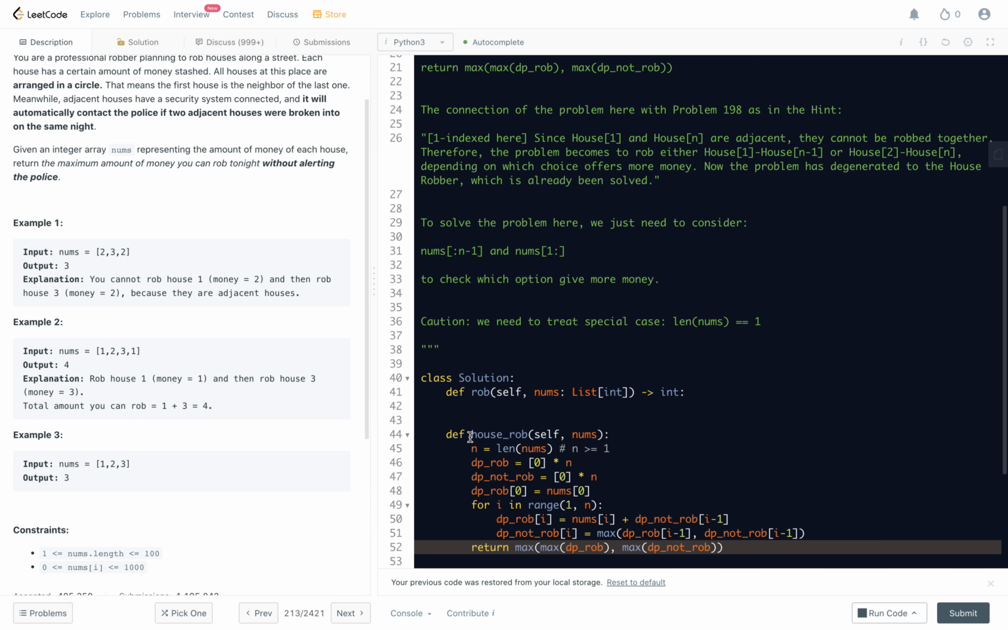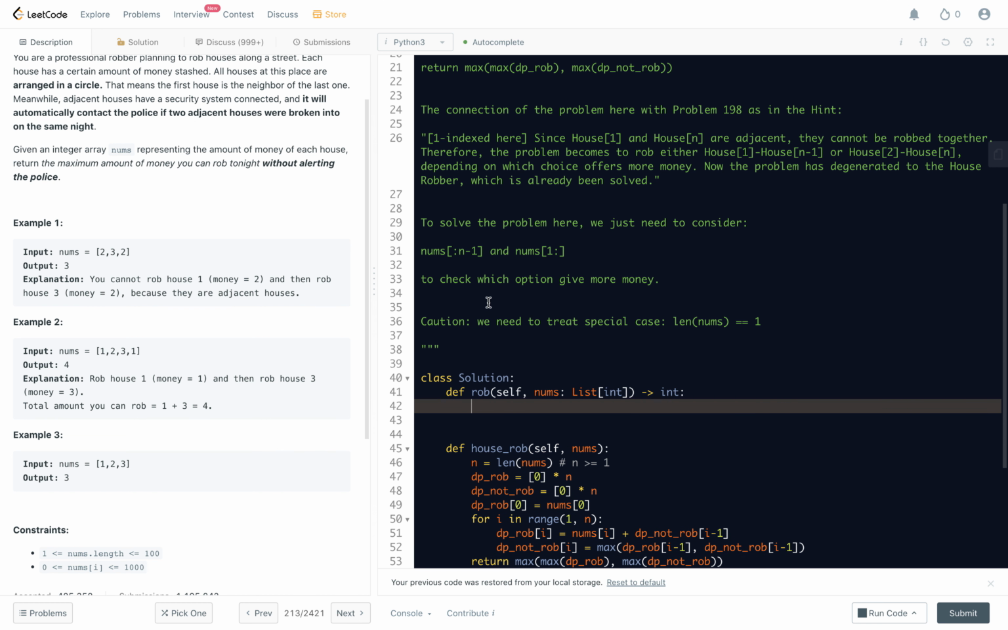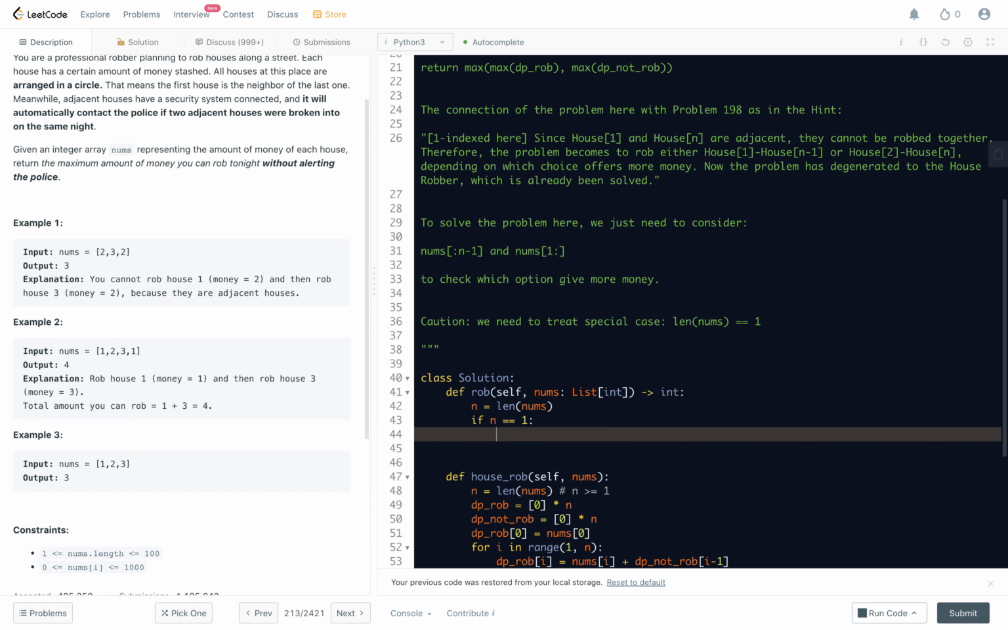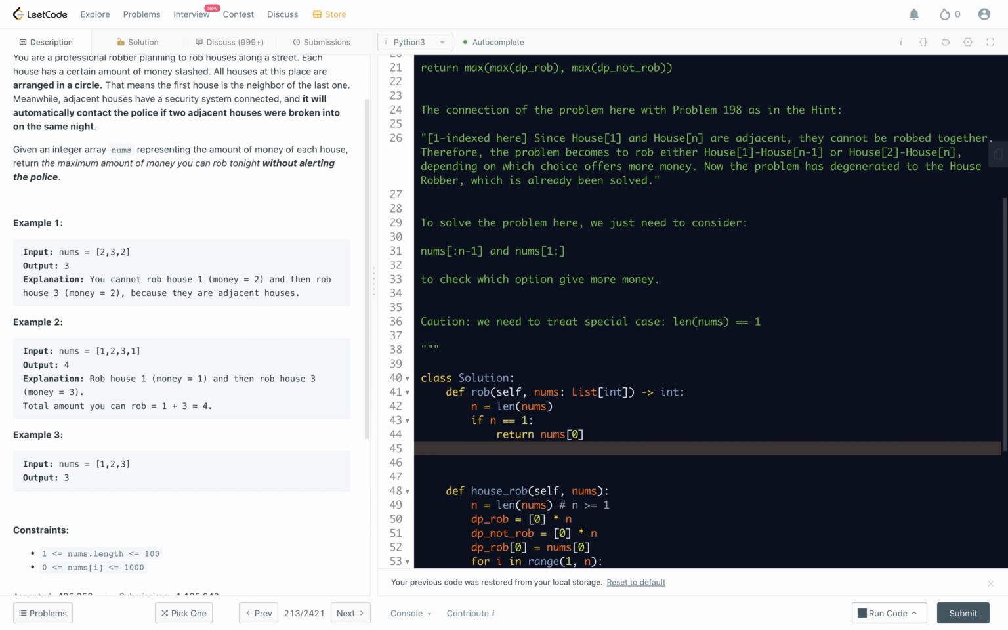So this is a helper function for this problem. Now with this function or method done, we can easily treat this problem using the hint or the connection here. For this purpose, first I'm going to initialize n to be the length of nums. First I'm going to treat a special case. If n equals 1, then we are going to return nums[0], because here nums contains elements that are not negative. So this is the first case.